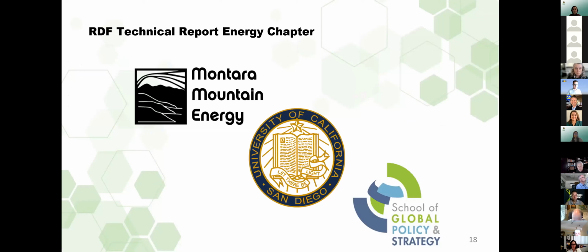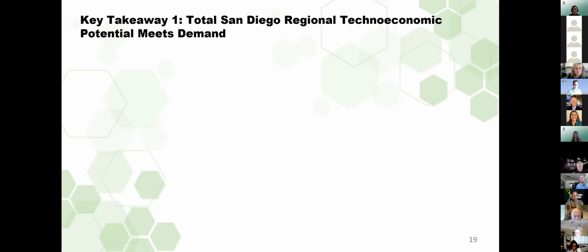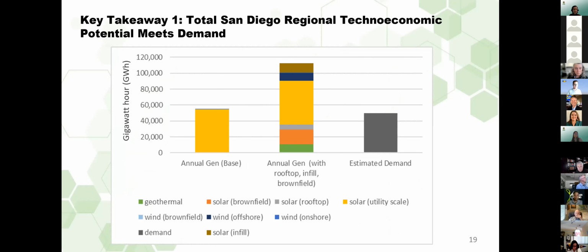There are numerous high-level technical takeaways from this analysis. It is important to state that these are technical findings from UC San Diego and other contractors and do not represent recommendations to or from the county. The first takeaway from this analysis is that there is suitable land area in the San Diego region to meet demand. This graph shows energy potential measured in gigawatt hours.